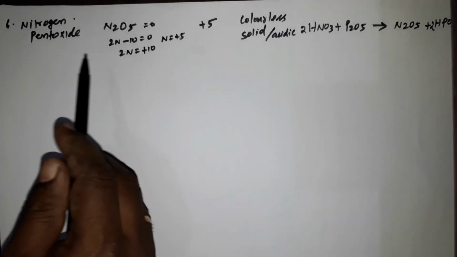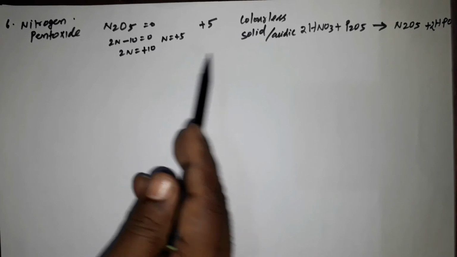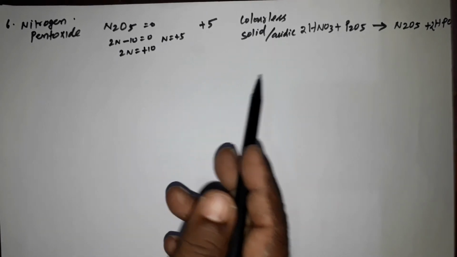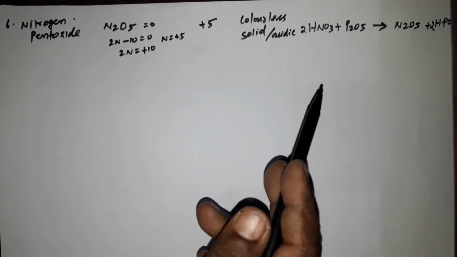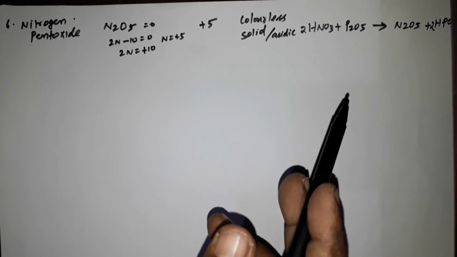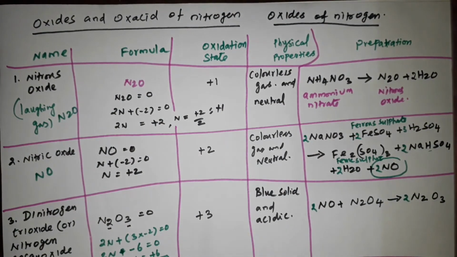Okay, check the equation, it is balanced. So nitrogen pentoxide N2O5, oxidation state +5, it is a colorless solid and it is acidic. Take nitric acid and phosphorus pentoxide, we will get nitrogen pentoxide. So that's all about the types of oxides. There are 6 types of oxides: nitrous oxide, nitric oxide, dinitrogen trioxide, nitrogen dioxide, nitrogen tetroxide, then nitrogen pentoxide.